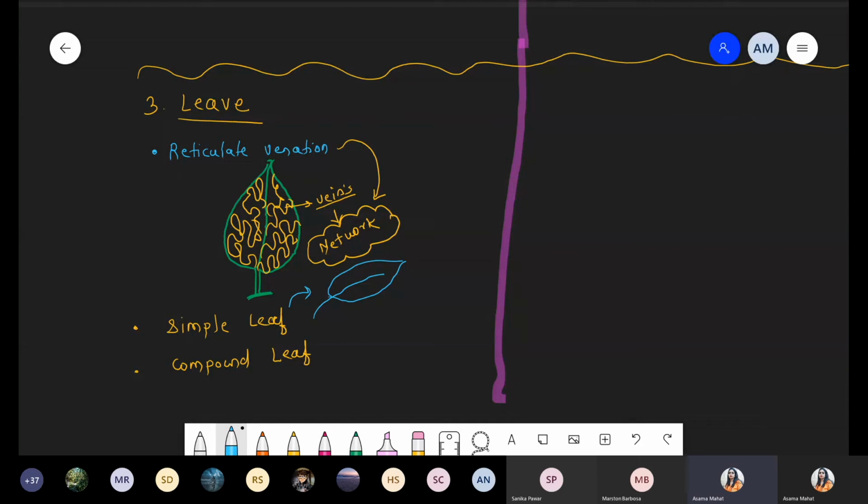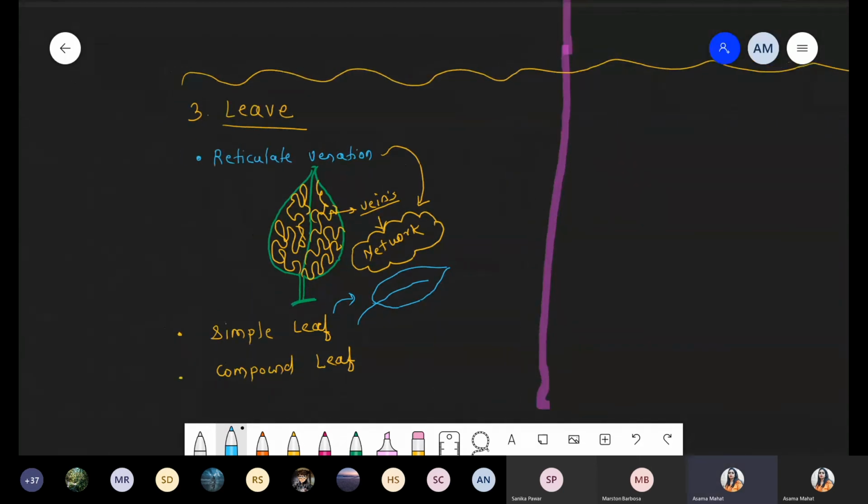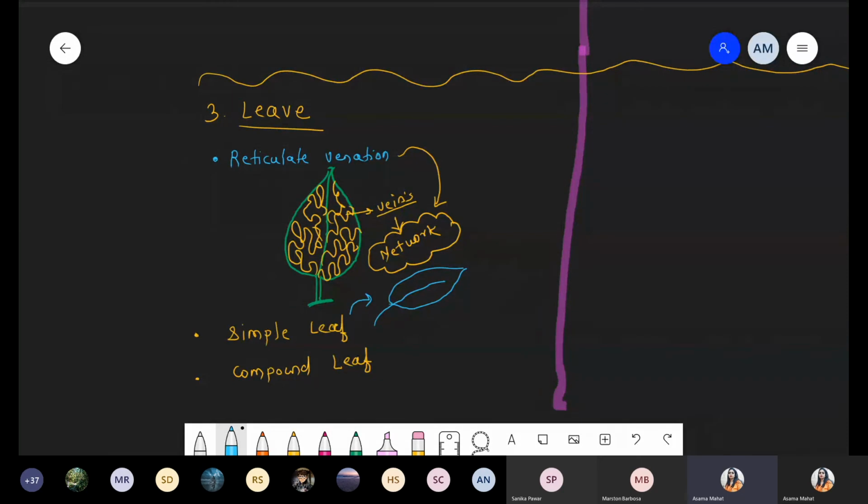And when on the same axis there is a presence of many leaves, for example, these are the axis, and on that axis so many leaves are present, the way curry leaves are, that curry leaf is present like this. On the same axis many leaves are present. So such type of arrangement is called the compound leaf.